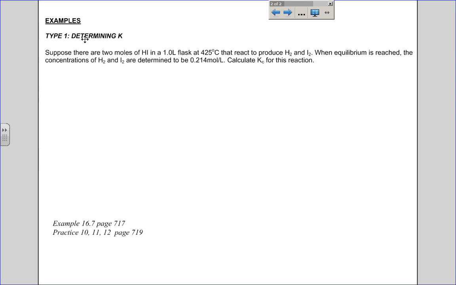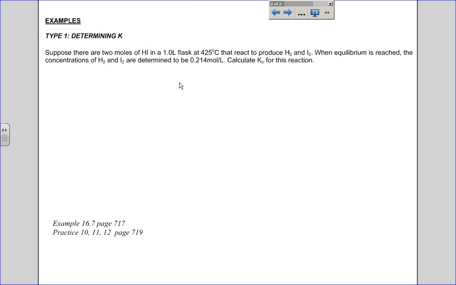In this example, it's type 1, determining K. So we're going to use the information in this problem to help us find the equilibrium constant for this reaction. The question states, suppose that there are 2 moles of HI in a 1 liter flask at 425 degrees Celsius that react to produce H2 and I2. When equilibrium is reached, the concentrations of H2 and I2 are determined to be 0.214 mole per liter. Calculate the Kc for this reaction.